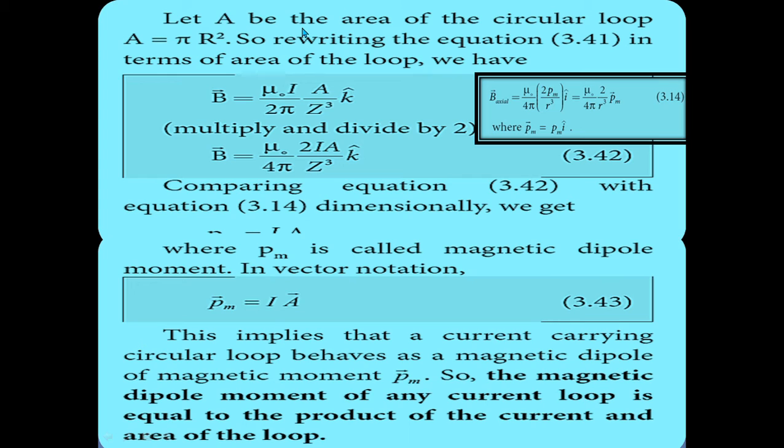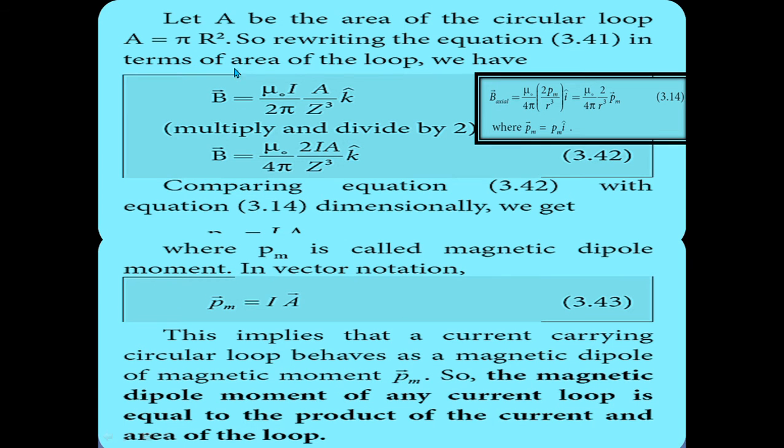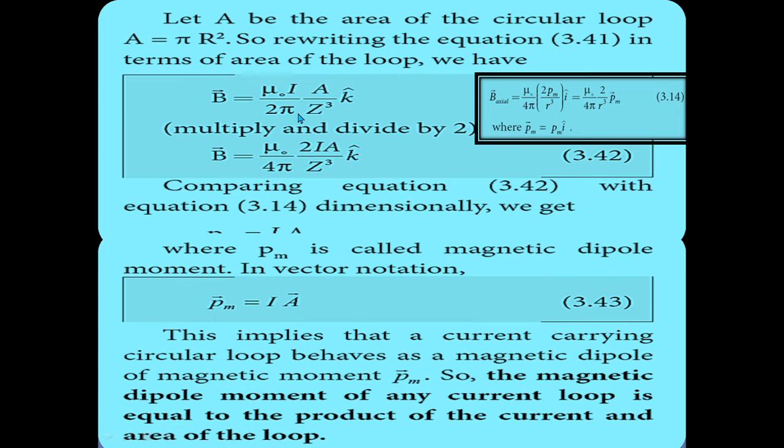What is the formula for the area of the circle? Pi r square. So, rewriting this equation, r square can be written as A by pi. Here, r square is nothing but A by pi. So the equation becomes B vector equals mu naught I divided by 2 pi into A divided by z cube, k cap. Multiplying and dividing by 2, we get mu naught divided by 4 pi into 2 I A divided by z cube, into k cap.